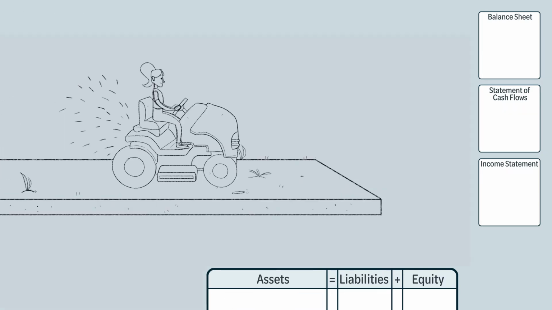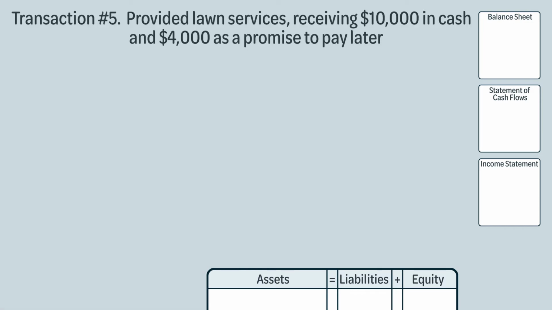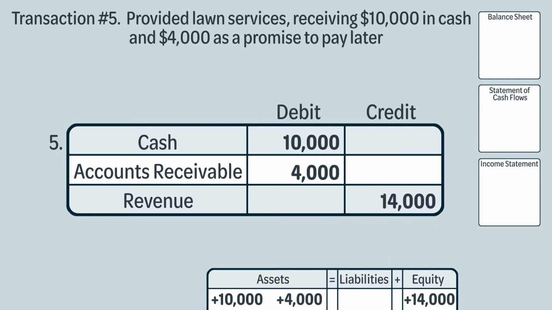Finally, we use our new equipment to provide lawn services to companies around the Wasatch Front. As payment, we receive $10,000 cash and a promise from our customers to pay the additional amount owed, $4,000, over the next 30 days. To record this transaction, we will debit cash for $10,000. We call the promise of payment from customers an accounts receivable, referred to as AR. AR is an asset and thus increases with a debit. The credit in this transaction is to revenue.